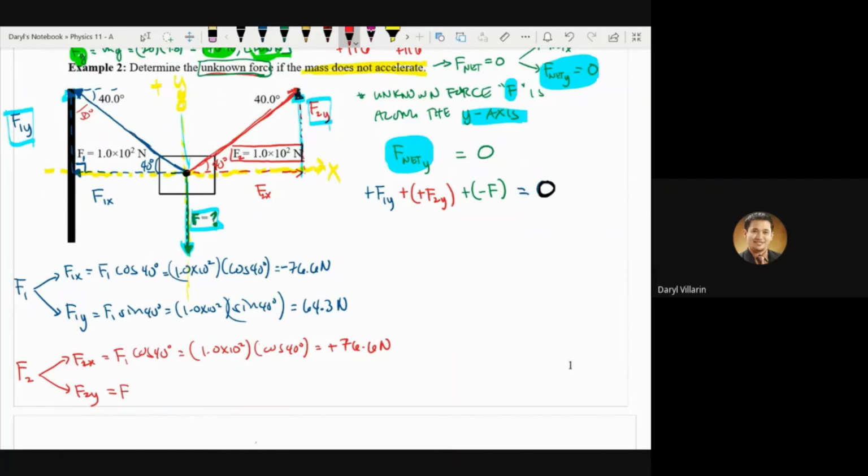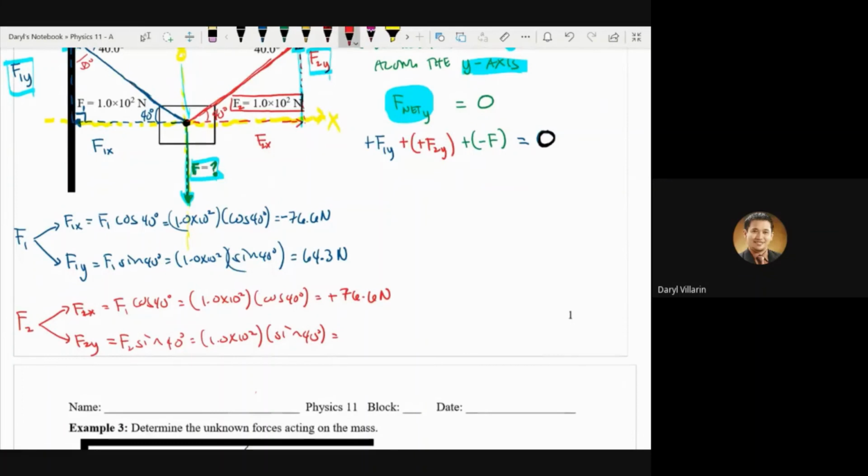The F2y would be just equivalent to F2 sine of 40 degrees. This is 1.0 times 10 to the power of 2 sine of 40 degrees. So the answer should be the same value, because anyway, F2 is the same. You have sine 40. So this is 64.3 newtons. Now you just have to substitute this to your values here. This is F1y. So that means that you are substituting this value.